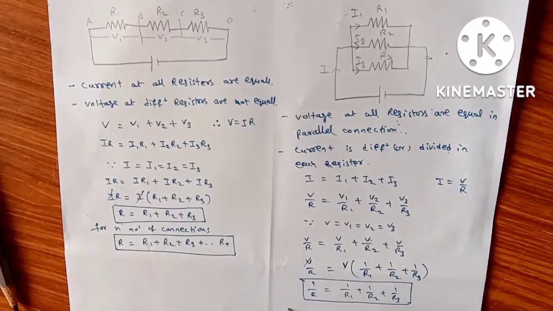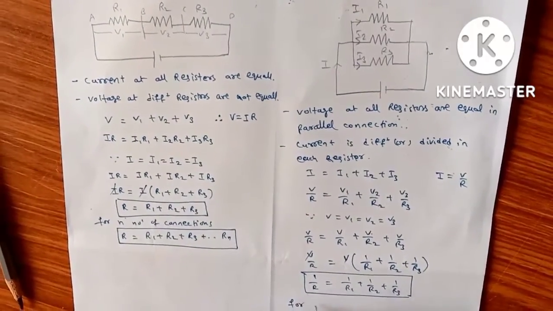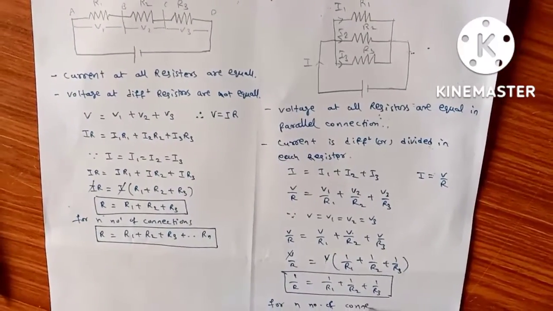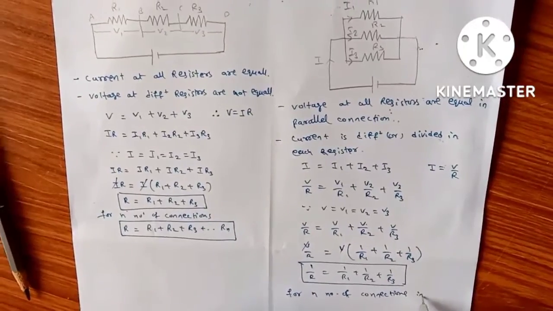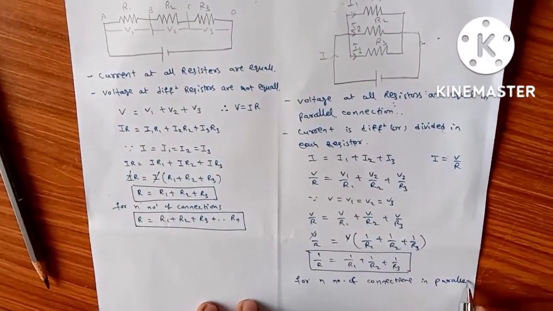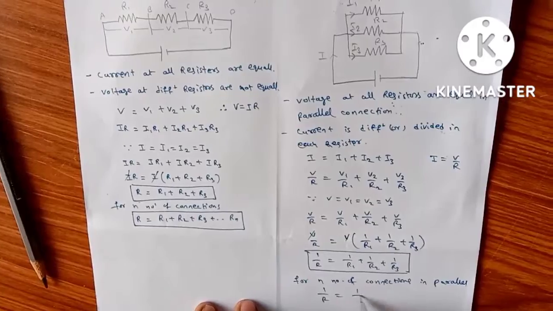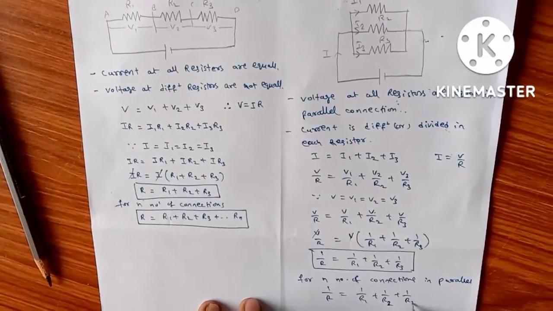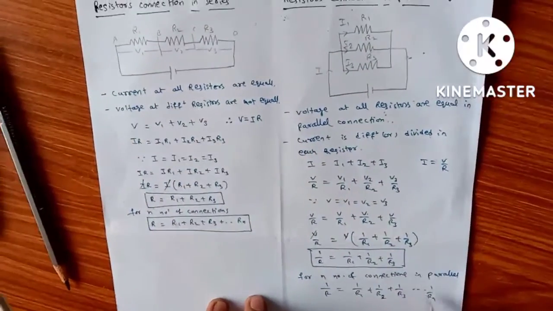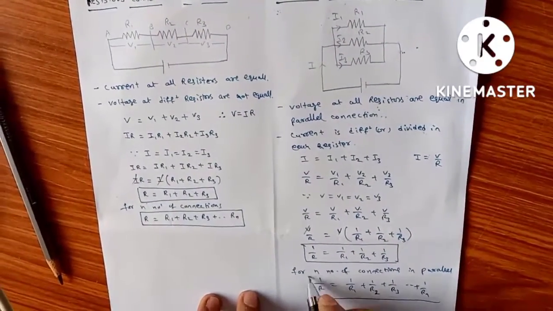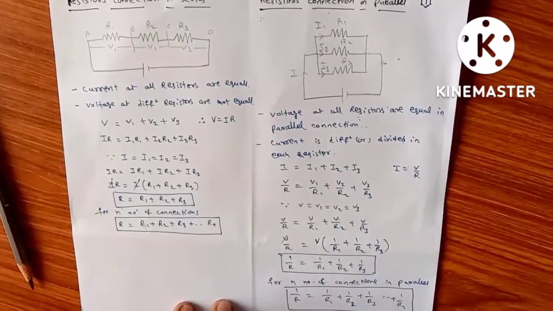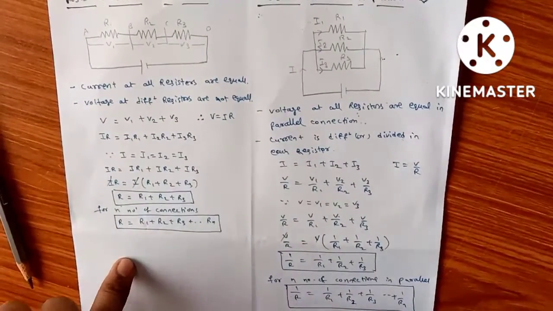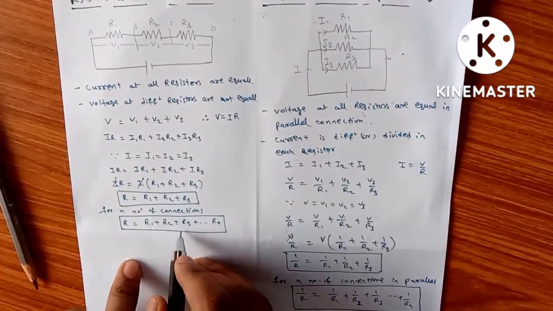Suppose we have n number of connections in parallel, then 1 by R equals 1 by R1 plus 1 by R2 plus 1 by R3, and so on up to 1 by Rn. This formula is used when the resistors are connected in parallel. The earlier formula is used when the resistors are connected in series.